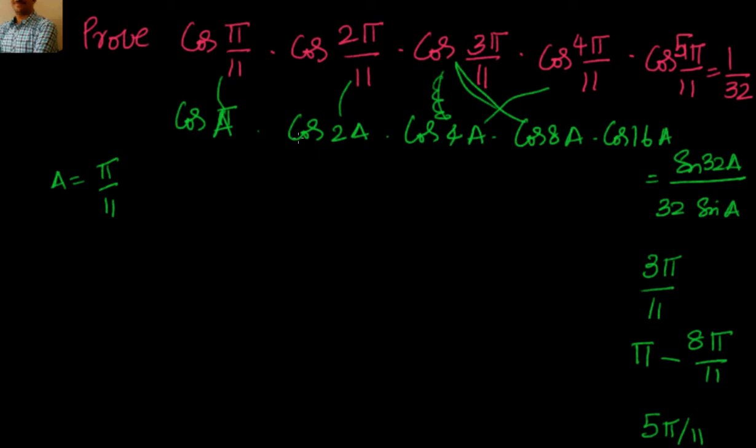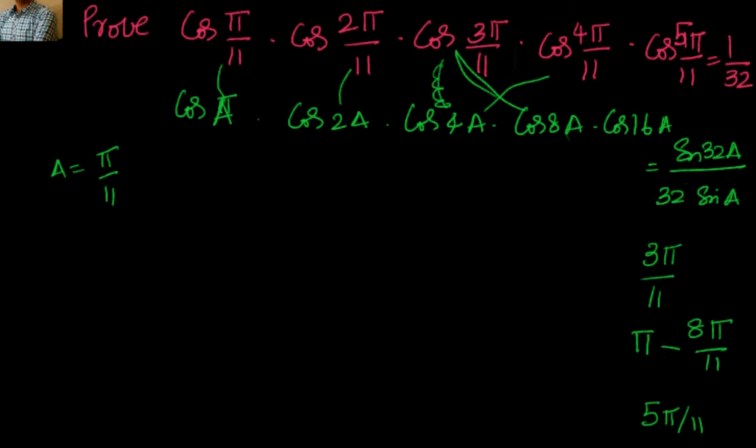But just now we have proven if they are in the format of a, 2a, 4a, 8a, 16a, then that's nothing but equal to sin 32a by 32 sin a. But I am just checking whether they are in the format. A is fine, 2a is fine, 4a is fine, but 8a, 16a are not there. It should be 8 pi by 11, but I have been given 3 pi by 11. I can write 3 pi by 11 as pi minus 8 pi by 11. And I can also write 5 pi by 11 as pi plus 5 pi by 11 minus half. That way I should be fine. So that will be my next step.